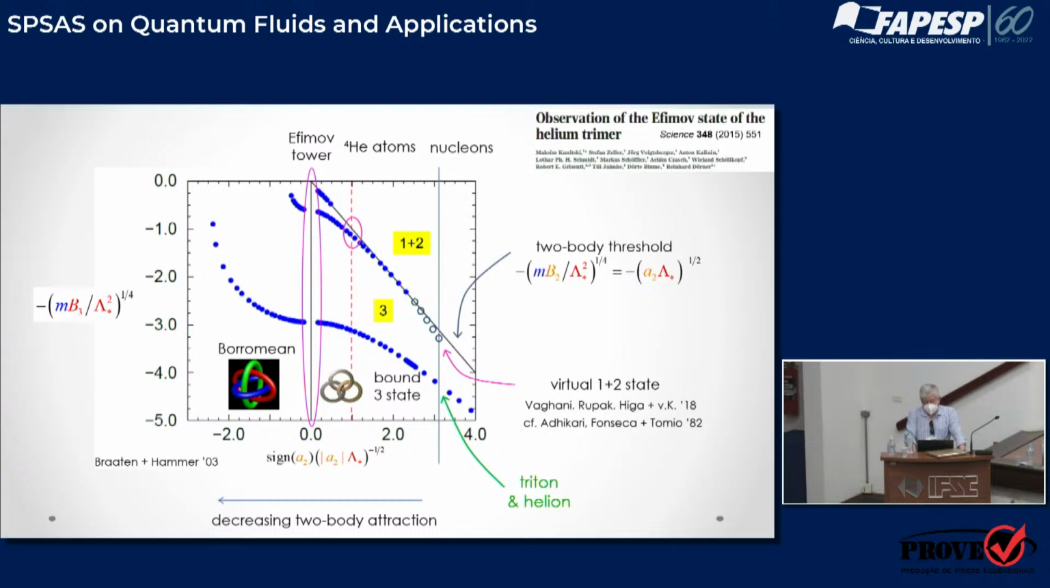Another interesting part of this diagram is the region here to the left where the two-body scattering length is negative, which means that the two-body system has a virtual state. Even though the two-body system is not bound, the three-body system is bound. And this is what's called a Borromean system, because the three-body system is bound, but the two-body subsystems are not. This is like the coat of arms of the Borromeo family in Italy, and can be shown by this combination of rings here.